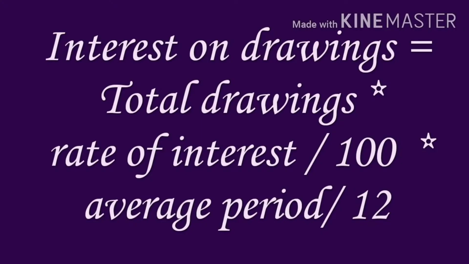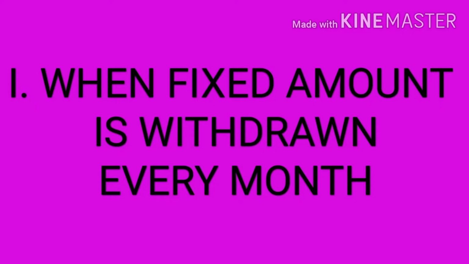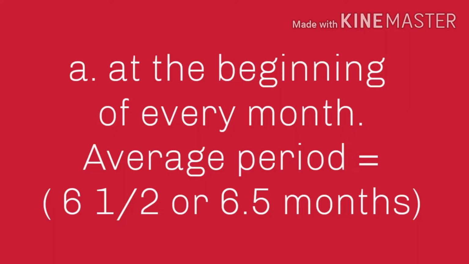This is the basic formula for calculating interest on drawings. That is, total drawings into rate of interest divided by 100 into average period divided by 12. Only the average period differs according to different situations. First case is where a fixed amount is withdrawn every month. It can be either at the beginning of the month, or middle of the month, or at the end of the month.